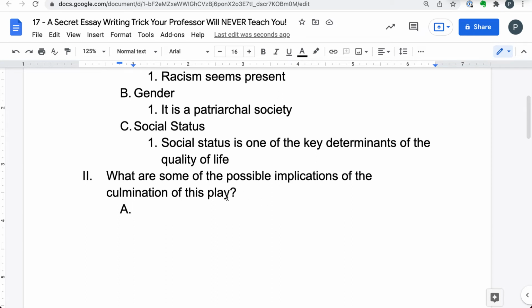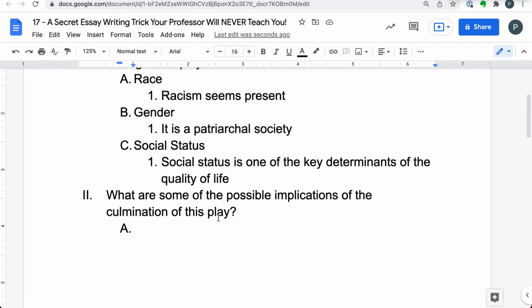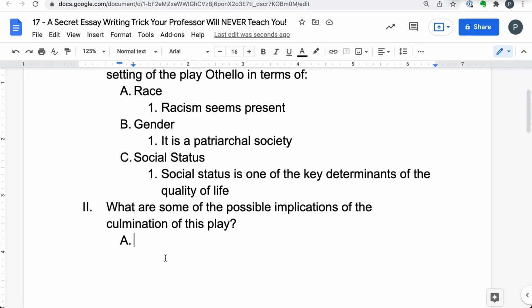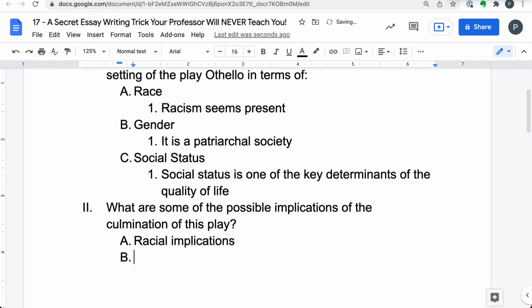Okay, spoiler alert. This play ends in Othello strangling Desdemona. Now, what are the implications of that? What you can actually do is take race, gender, and social status to discuss the implications of the culmination. What are the racial implications? Okay, gender implications, and then you can do social status implications.